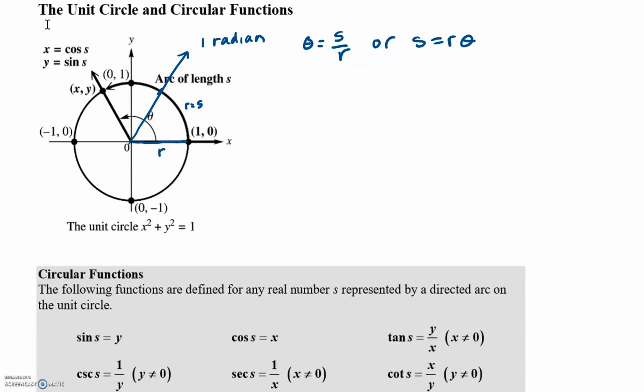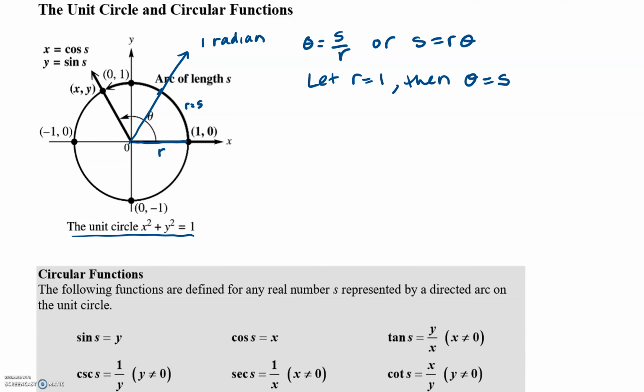Which is why we look at the unit circle. The unit circle is when the radius is 1. So we have here the unit circle, x squared plus y squared equals r squared. So if we let r equal 1, then theta is equal to s. And then s actually is a real number and can have units.